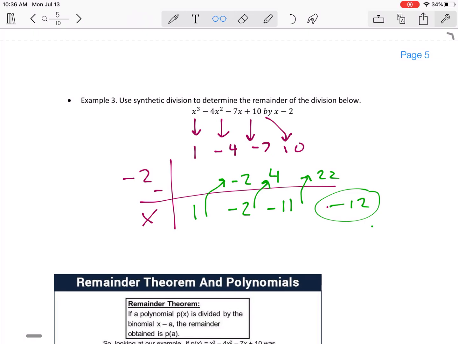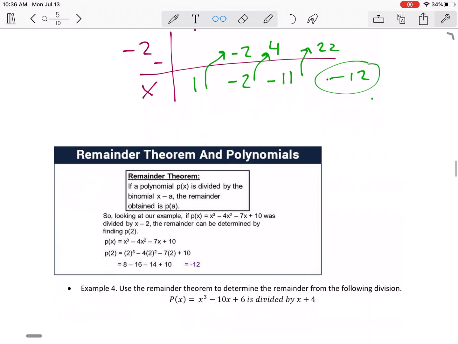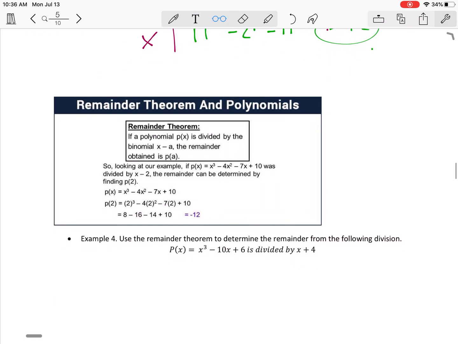Now there's another way you can get the remainder as well, if that's all you're looking to do, and that's called using the remainder theorem. Which is basically saying that for the polynomial that you're dividing by a binomial x minus a, you can determine the remainder by substituting a into the polynomial. Okay, so that's basically what it says here. And they run you through an example here where you're taking x cubed minus 4x squared minus 7x plus 10. So this is your polynomial. And so suppose you're dividing it by x minus 2.